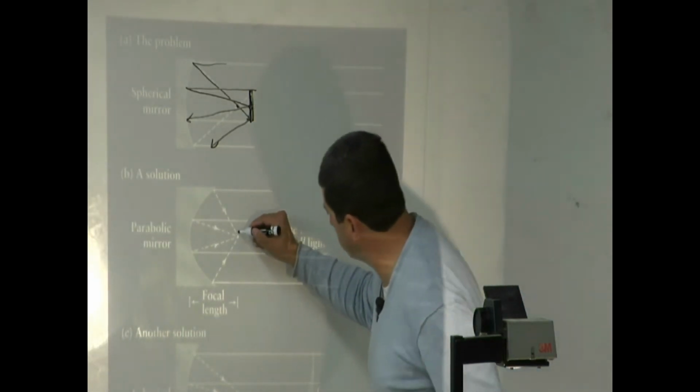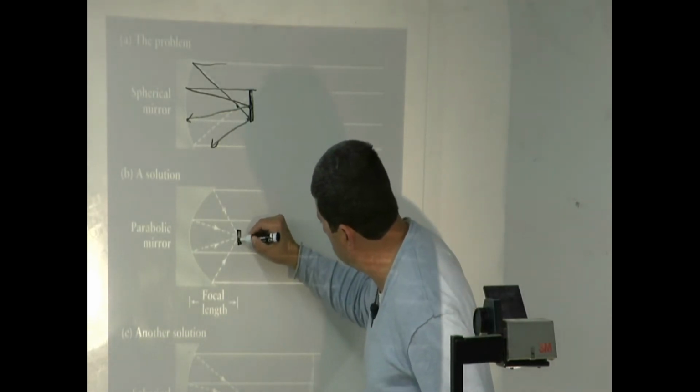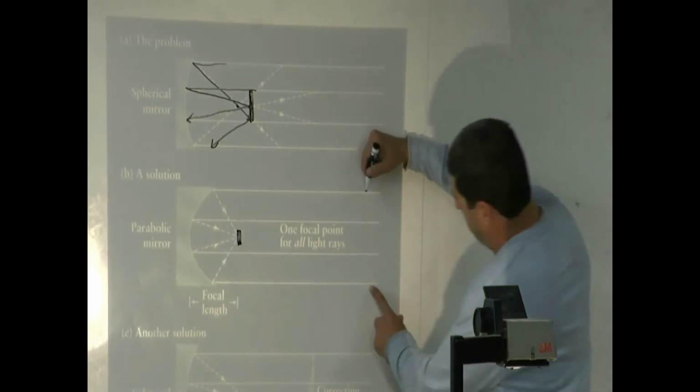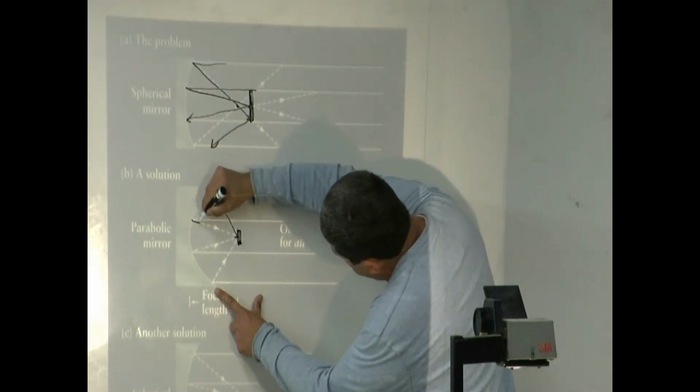Now you can put your secondary mirror here. You see? So that goes to your question. Now all the beams of light come and hit the same exact spot.